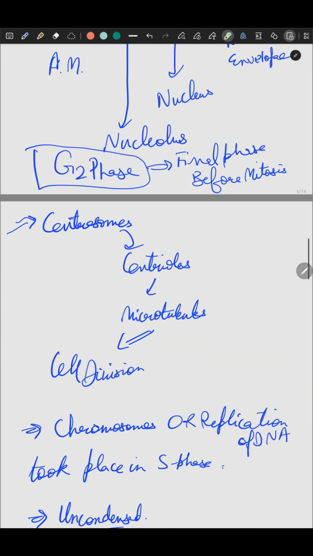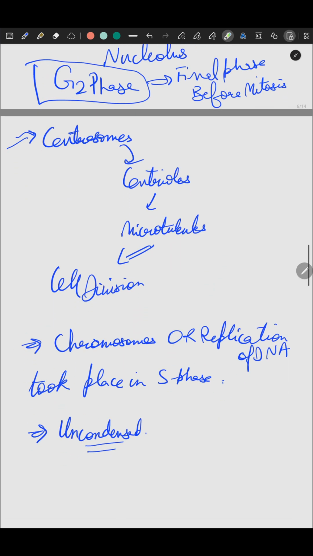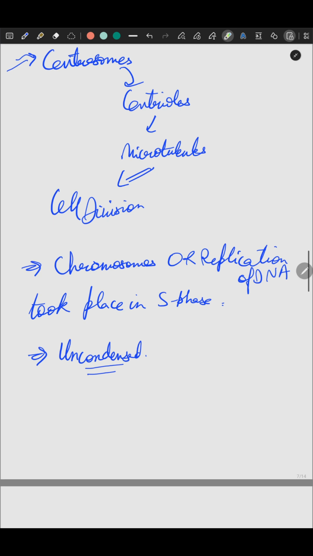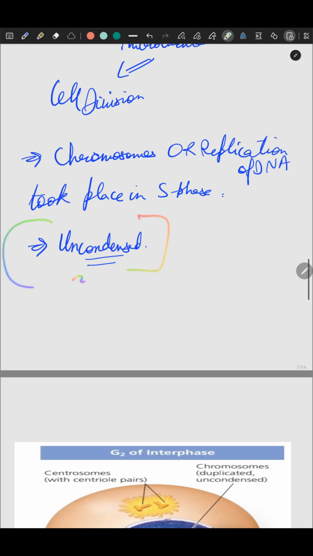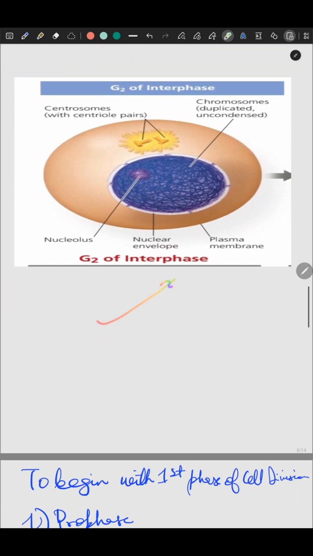Then what happened was the centrosomes produce centrioles and then microtubules. Then cell division happens. The chromosomes and the DNA replication took place in S phase, and during interphase they were uncondensed. You can see a better picture for this.